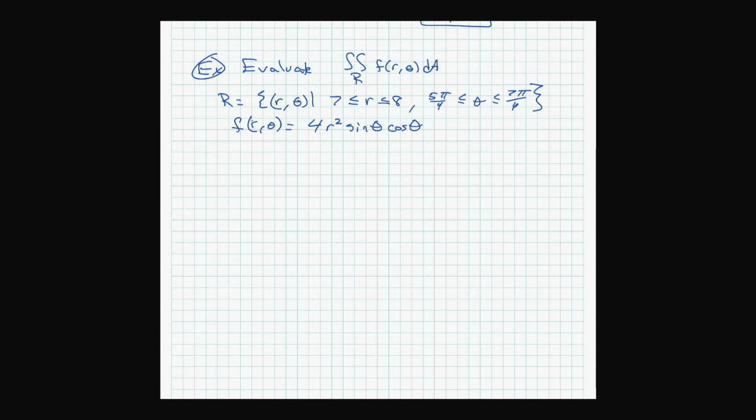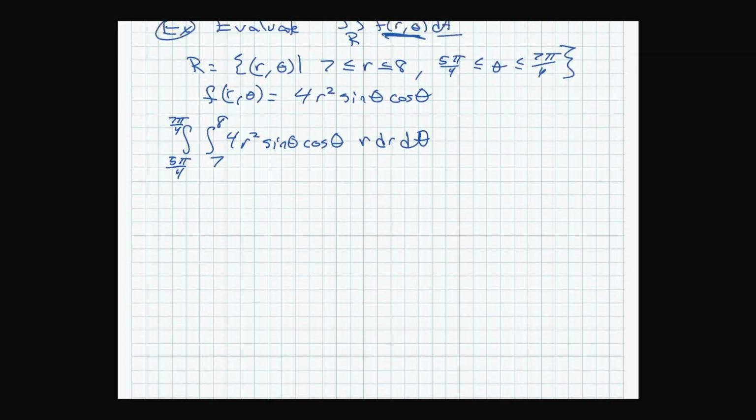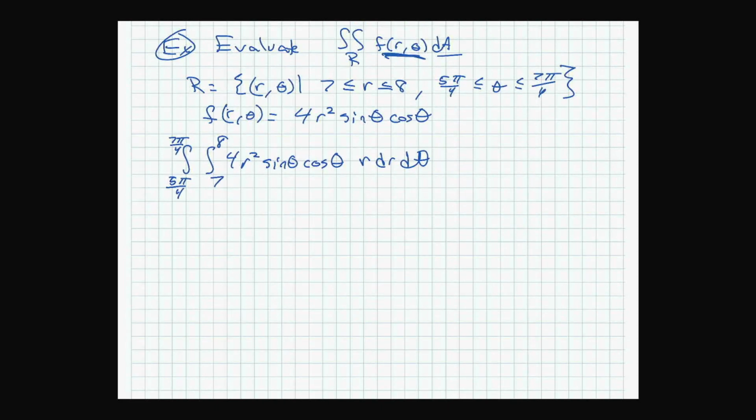Okay, so this is going to be a slightly more involved integral to do. You have your f of r theta, that's 4r squared sine theta cosine theta. And then you have your dA. dA is r dr d theta. You don't forget the extra r. And then r is going from 7 to 8. And then we got 5 pi over 4 to 7 pi over 4. And so this is our integral. So first thing to do is going to be to combine this r with the other r's, right? So you actually have 4r cubed sine theta cosine theta dr d theta.